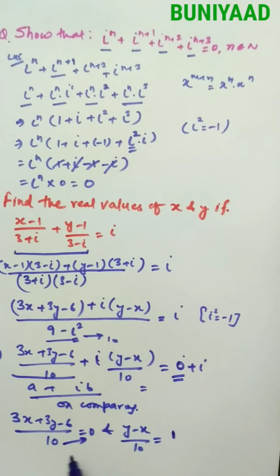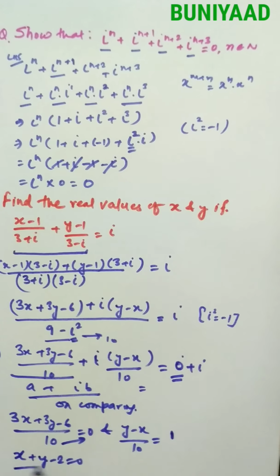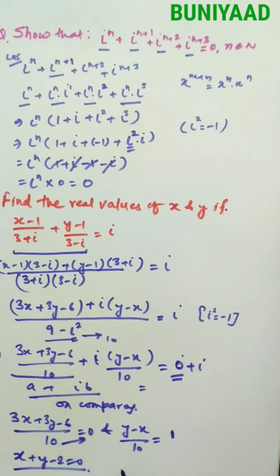So on simplification, 10 into 0 is 0, and you can take 3 common, so this becomes x plus y minus 2 equals 0. You got the first equation. In the second equation, you have 10, so this becomes y minus x equals 10.